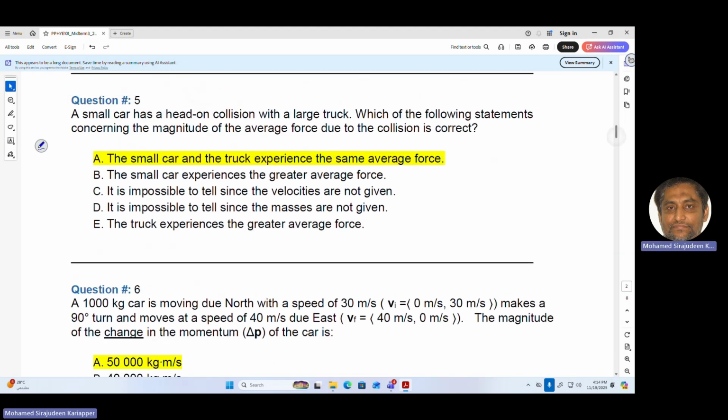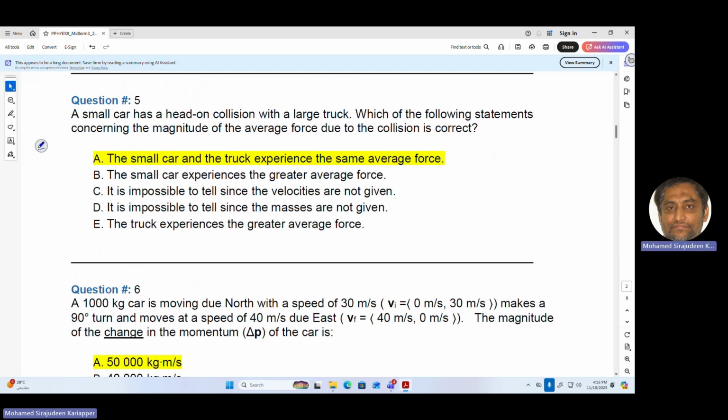Right. Question number 5. The small car has a head-on collision with a large truck. They hit each other. So they are going to exert force on each other. And then Newton's third law. Although it is not in this chapter, the impulse is coming in and we derive the conservation of momentum based on the impulse momentum theorem and Newton's third law. Because Newton's third law says when two things put force on each other, those forces are always the same magnitude, but on two different objects, object 1, object 2, and in the opposite direction.